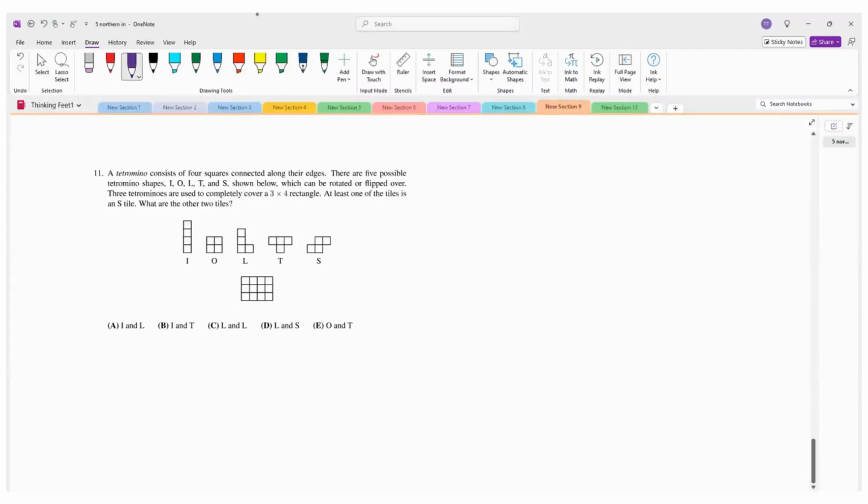Okay, so this question tells us that a tetromino consists of 4 squares connected along their edges. There are 5 possible tetromino shapes, as you see here, which can be rotated or flipped over. And then it says 3 tetrominos are used to completely cover a 3 by 4 rectangle that you see here. Okay, 3 by 4 rectangle. At least one of the tiles is an S tile. What are the other 2 tiles?